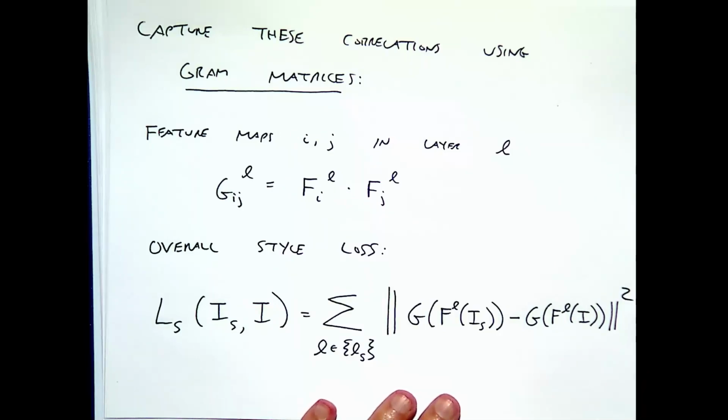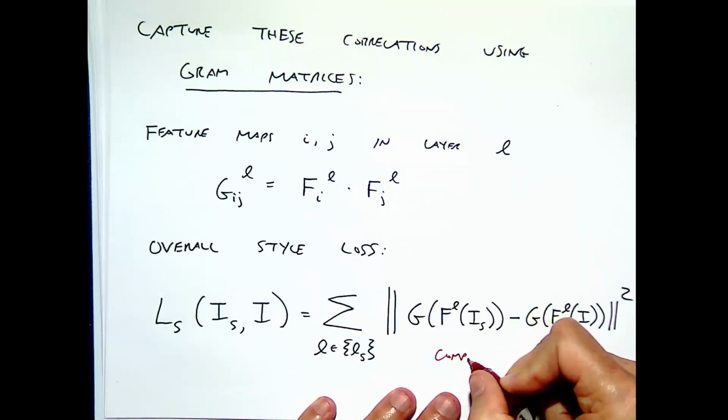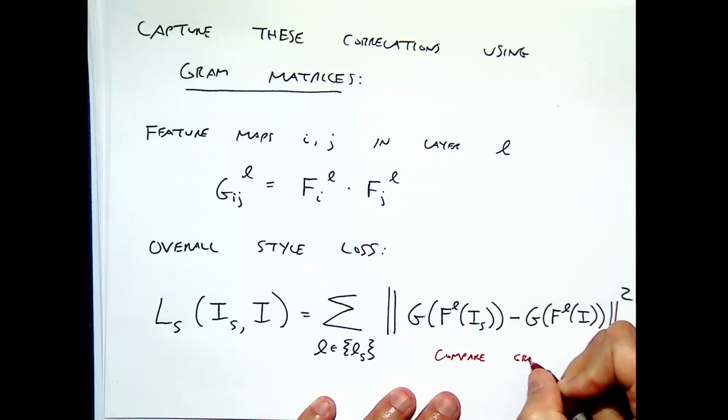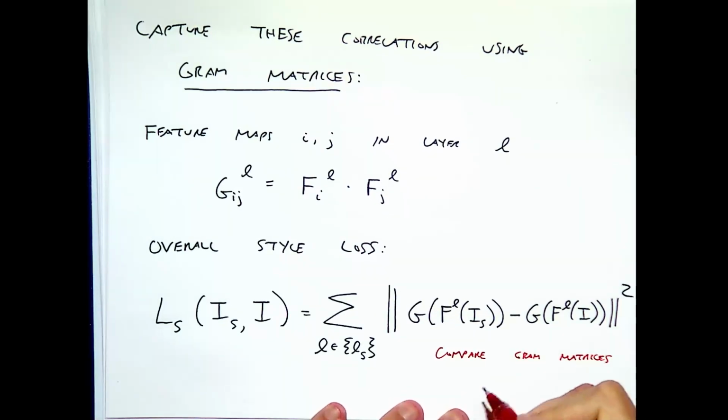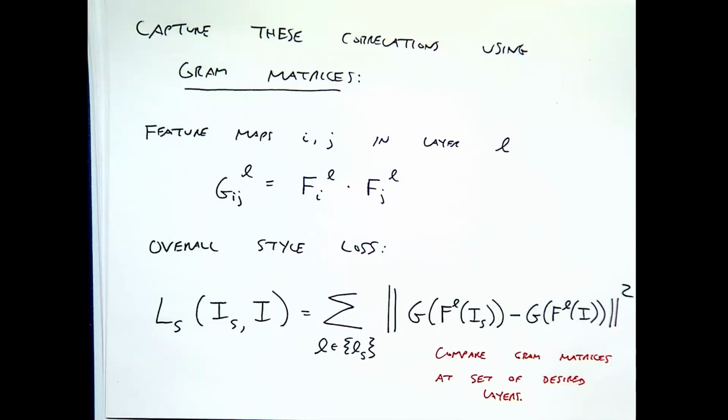So what I'm doing here is I'm comparing the Gram matrices at a set of desired layers. And so what they did in practice for this paper was they basically used 5 layers and averaged the style loss over those different levels of the network. And they were kind of spread out across the network.